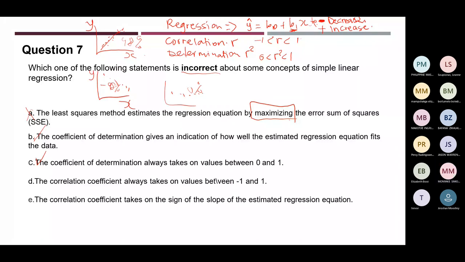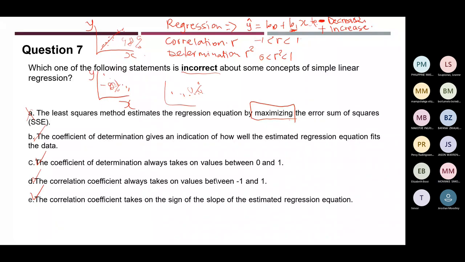The correlation coefficient takes on the sign of the slope. Oh, that's the other thing that I didn't mention. So the slope and the coefficient of correlation would always have the same sign. You cannot have a positive correlation and a negative slope. They always have the same sign. That is correct.